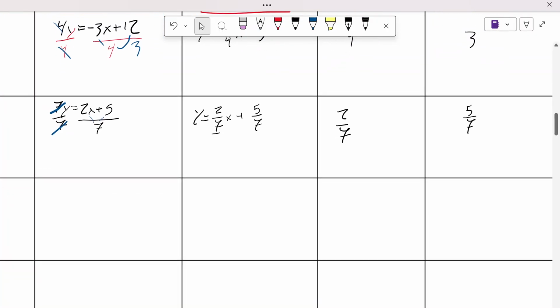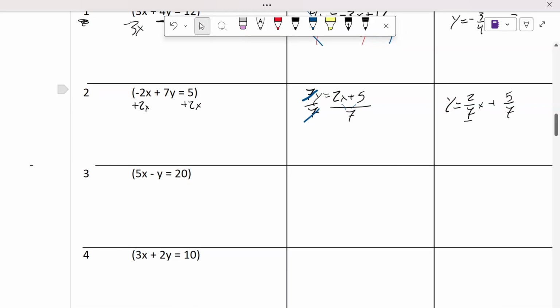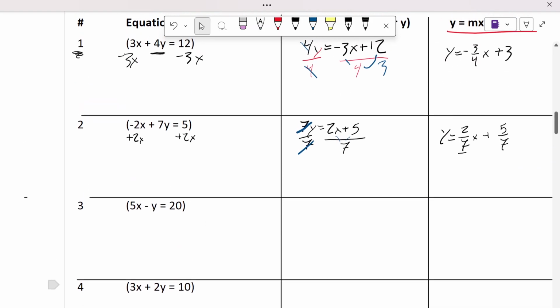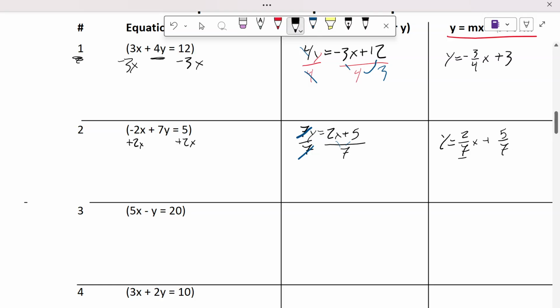Okay. Now, I'll solve number 3, and then I'll let you do 4 through 10. For 4 through 10, you'll pause the video, you'll do all the work, and then when you unpause it, I'll already have all the work done, and we can just continue on from there. So in this instance, we have negative y. What we can do to solve that is add y on both sides, which will give us 5x equals 20 plus y.